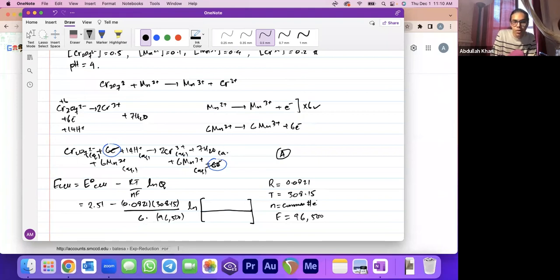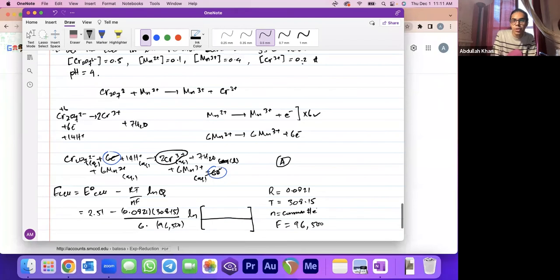We're going to ignore water because it's liquid. Cool. So Cr3+ to the power of 2 because it has a coefficient of 2. What is my Cr3+ concentration? 0.2 up here. So it's going to be 0.2 to the power of 2 times water, don't care. Mn3+ has a concentration of 0.4 to the power of 6.